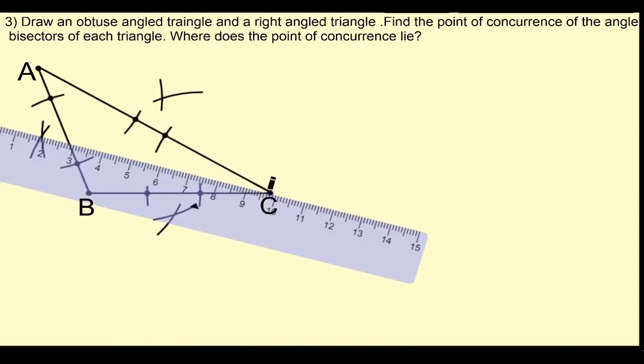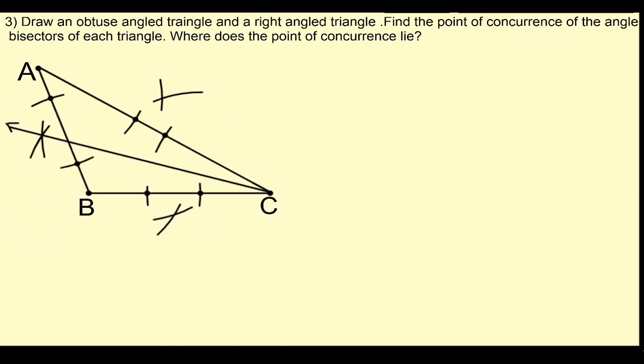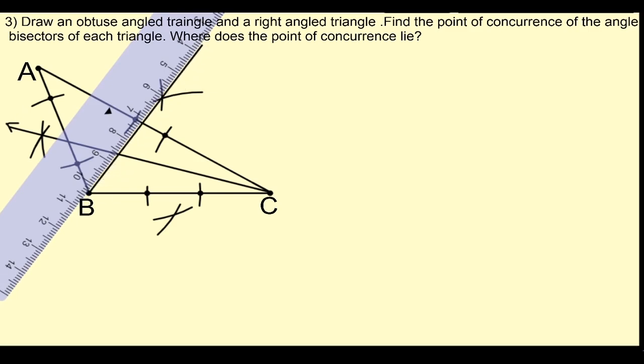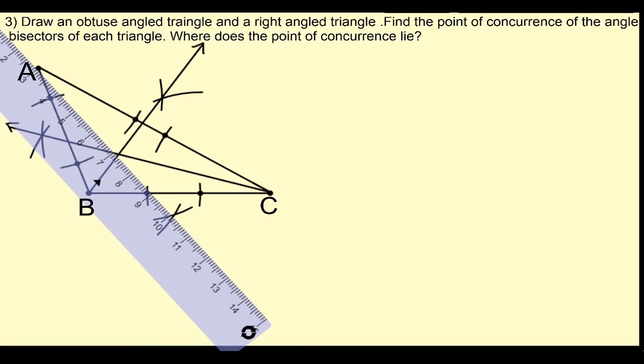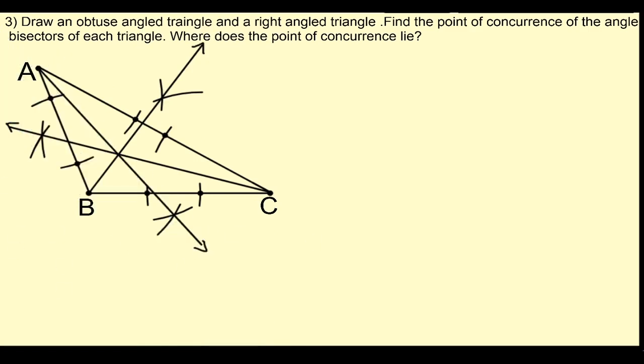Draw lines to make the angle bisectors. Draw arrows at the end of the lines. Name the point of concurrence as point O. As we can see, the angle bisector has divided the angle into two equal parts. So here, the point of concurrence of the angle bisectors in an obtuse angle triangle lies in the interior of the triangle.